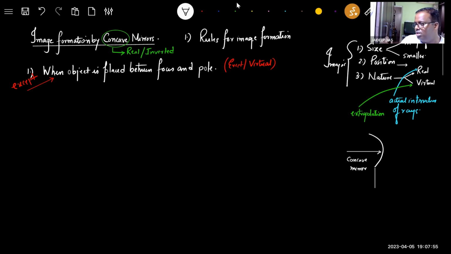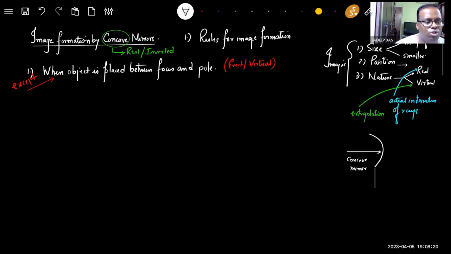There will be a point when suddenly your face becomes inverted. Right? These are tricks to remember. Concave will always give me real and inverted, except one case, when the object is placed between focus and pole. So shall we see this particular case, when the object is kept between focus and pole, what happens? Okay, so let's first make our mirror.